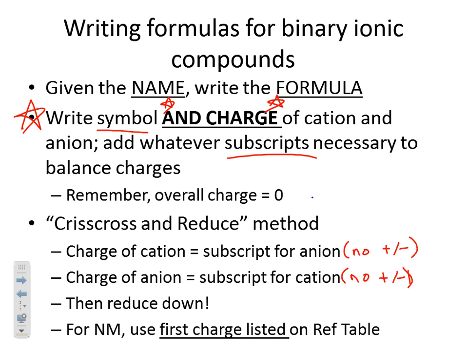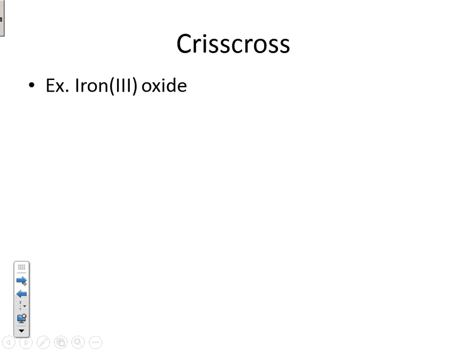Now, when you're doing this, there's a key point. For nonmetals, if we're talking about binary compounds, you want to use the first charge listed on your reference table, because that charge is for following the octet rule by gaining electrons to get to 8. So we want to use that first charge listed if it's a binary compound. For example, we want to write the formula for iron 3 oxide.